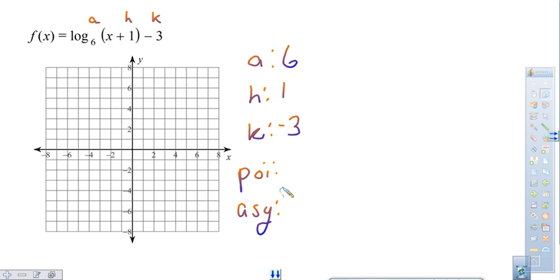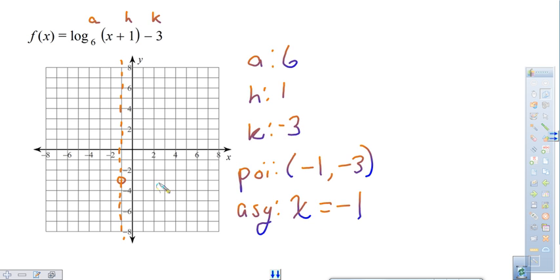So let's start with our POI here. It's still the opposite of H, K, so opposite of H is -1 and then -3. So we go over to -1, we go down to 3. And this guy's an open circle, just like exponentials. But instead of doing a horizontal line, we're going to do a vertical line. Okay? And this vertical line goes through all the places that x equals -1. So that is the equation of the asymptote. The asymptote is x equals -1.